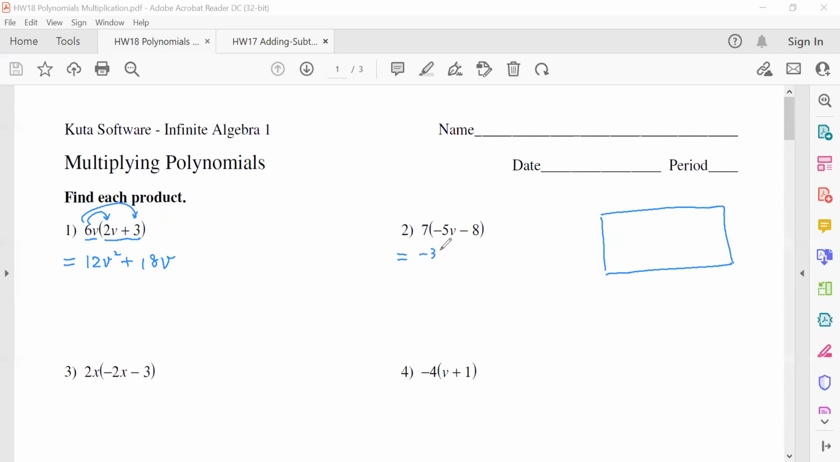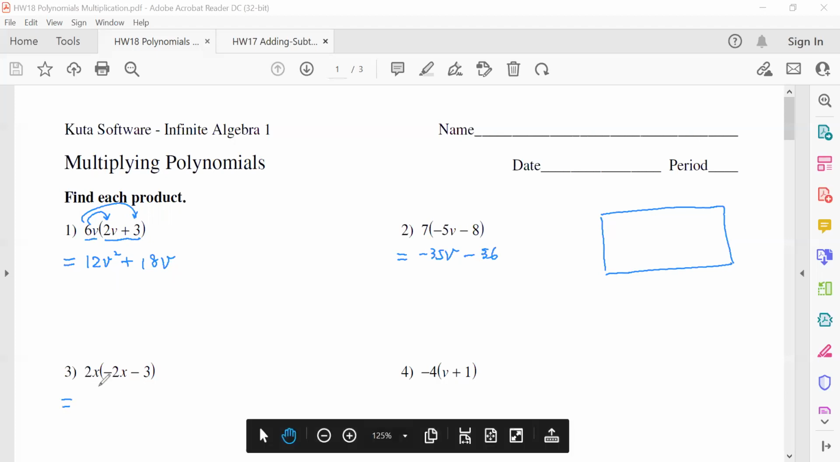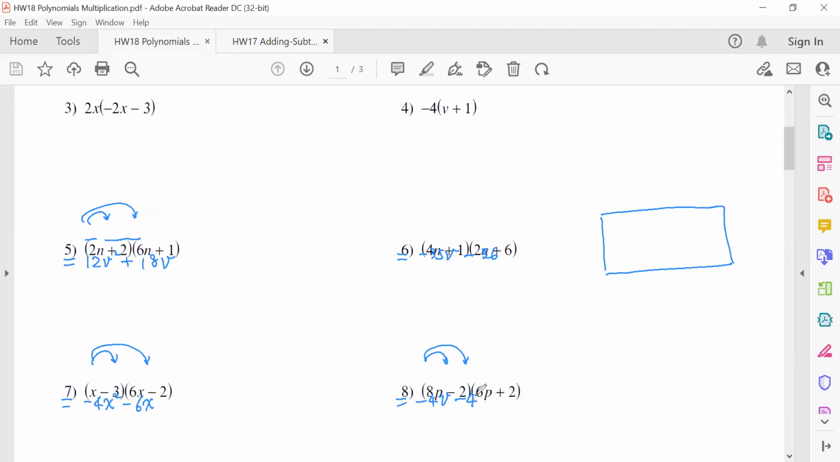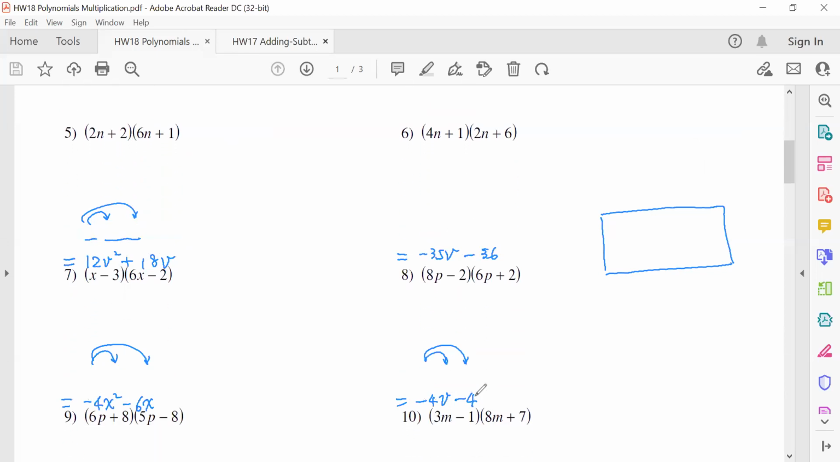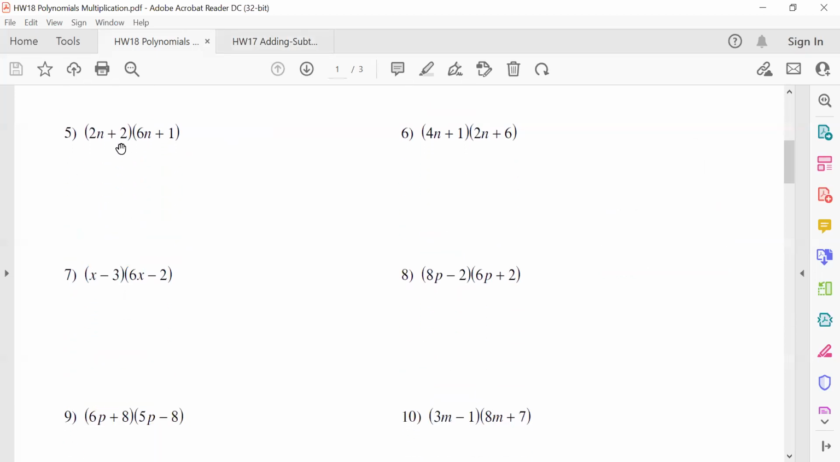So you can get 35v here minus 56. The distributing method is very easy for you guys, right? So you get -4x squared here, -6x. The distributing method is relatively easy, right? All right, when there are two terms by two terms, how do you do that? Two terms by two terms.